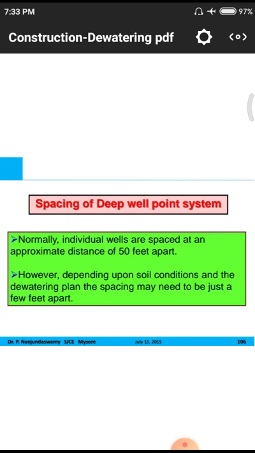But in the case of deep wells, those are not normal boreholes. These are the deep wells. There may be some kind of class difference between those two. Normally, individual wells are spaced at an approximate of 50 feet apart.